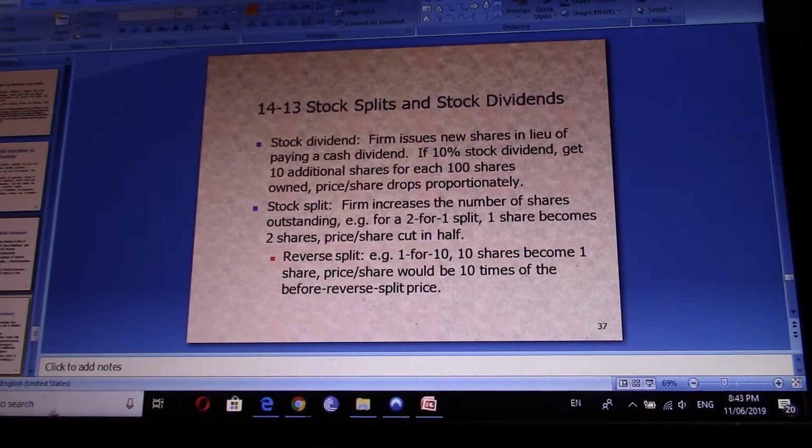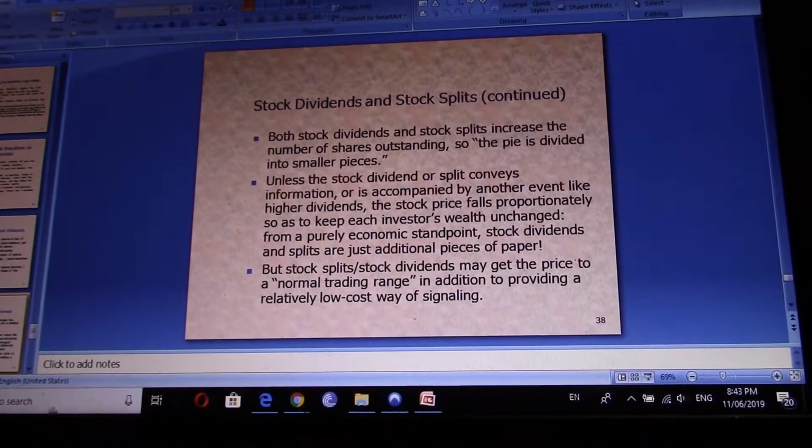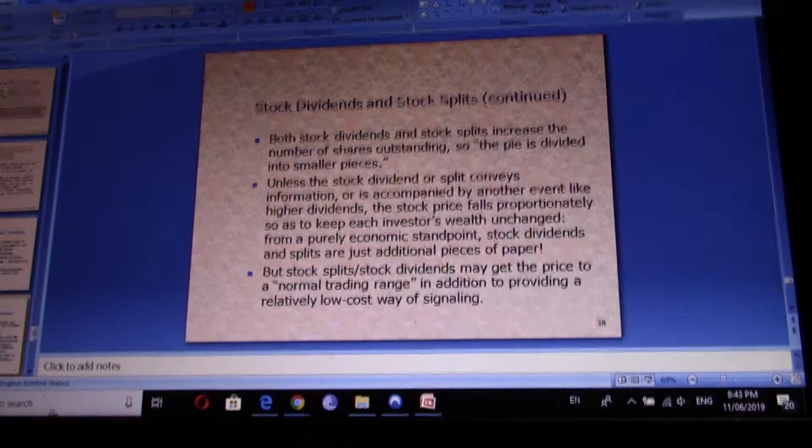So the company can do a stock split, like a 2-for-1 stock split, or a 7-to-1 stock split, so for 1 share, it will be 7 shares after the split. So a stock split is just a way to keep the stock price within the reasonable range. But the company's value is not changed.